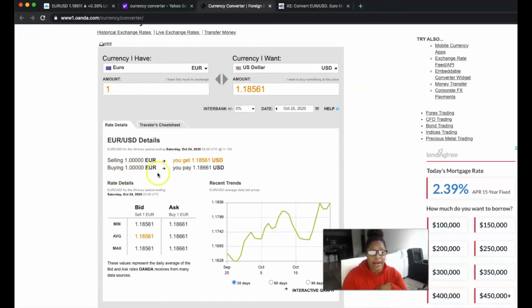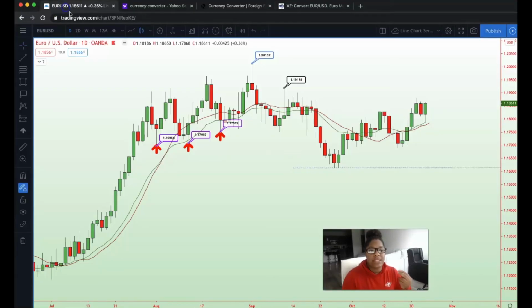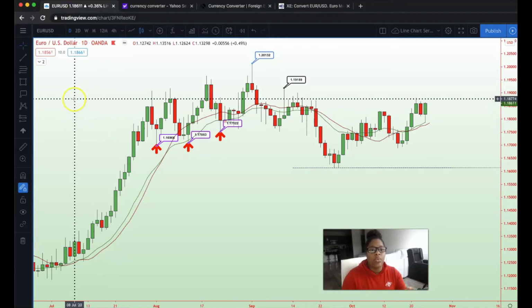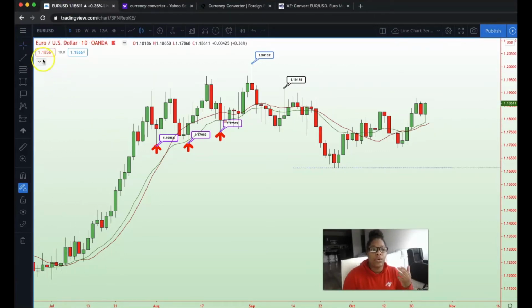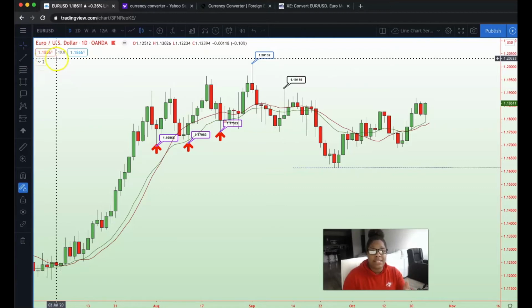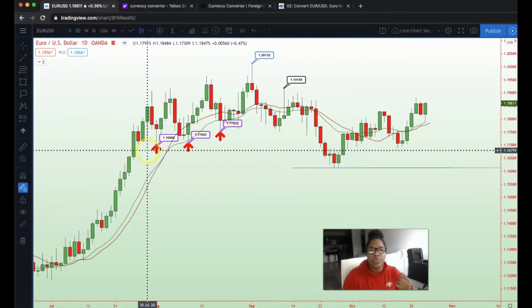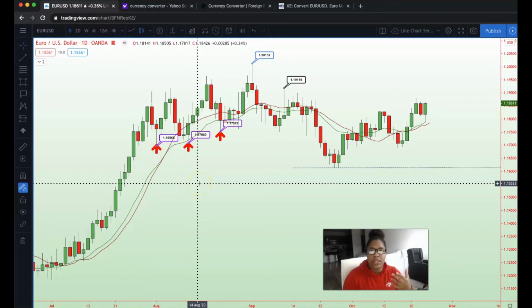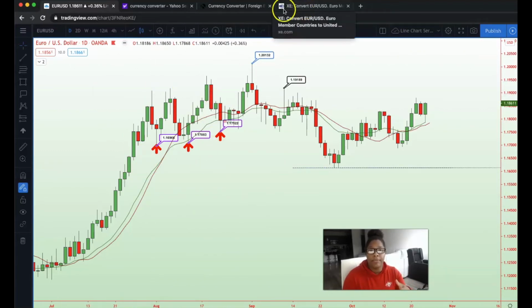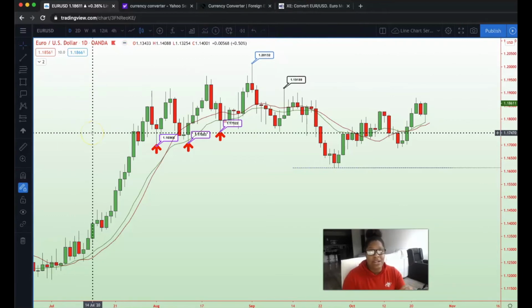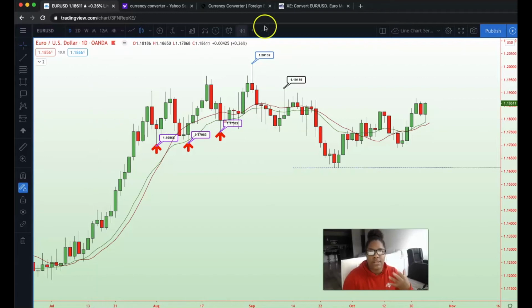What it's saying is, if I'm buying 1 euro, which is what I want to do, I'm going to pay $1.18661. Now, what happens if I wanted to sell that as a trader? Well, I'm going to sell it for 1.1856. That's the difference. It's still going to be 1 pip on this day, at this current time, because remember, as price moves, your spread will move.